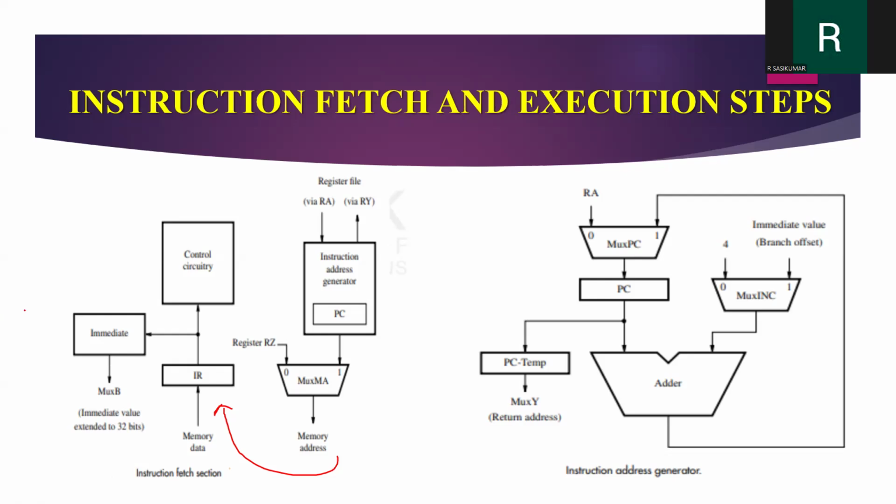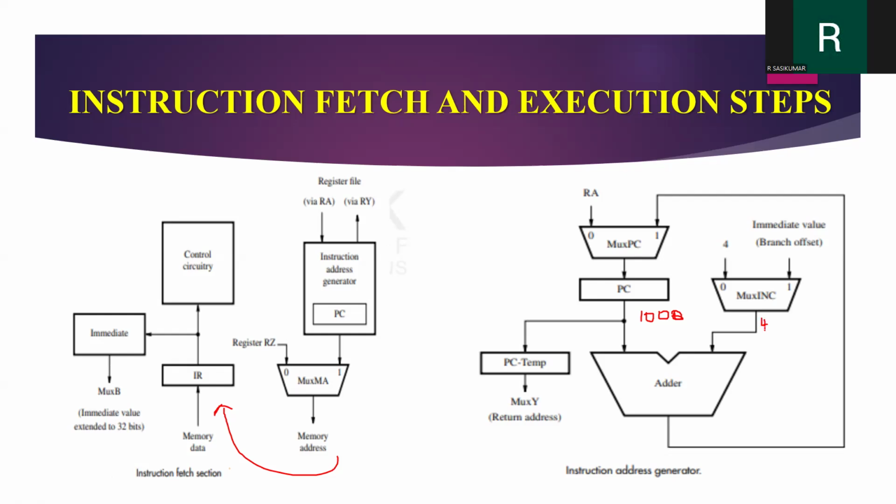So this is the way to fetch the instruction from memory. What is the use of the instruction address generator? Once the instruction moves to the IR, the program counter is incremented by 4. For example, the program counter initial address is 1000. That address is transferred to the program counter, which supplies the address to memory, and the memory reads the instruction with the help of the MAR. Once the instruction moves to the IR, the program counter will be incremented by 4.